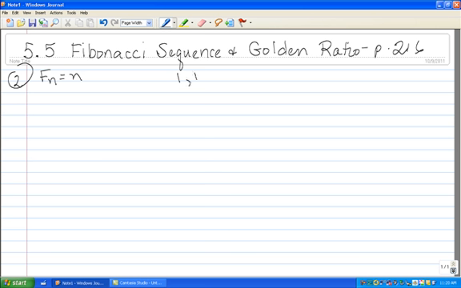Okay, so let's recall the first few places in the sequence. Let's see, that's 8, 9, and so forth. Okay, so notice F sub 1 is 1, so that's one of them. 1, 2, 3, 4, 5. This is the other. F sub 5 is equal to 5.